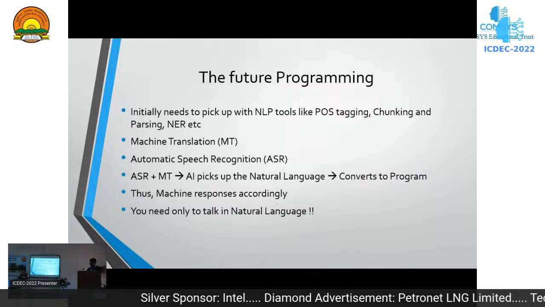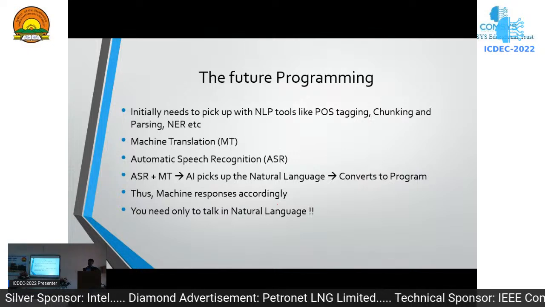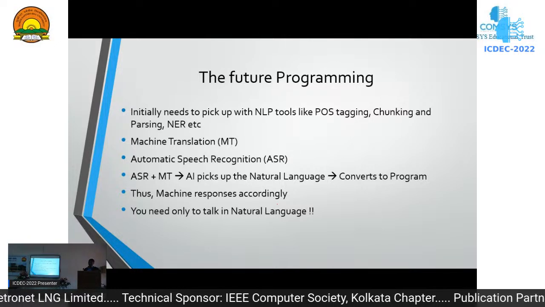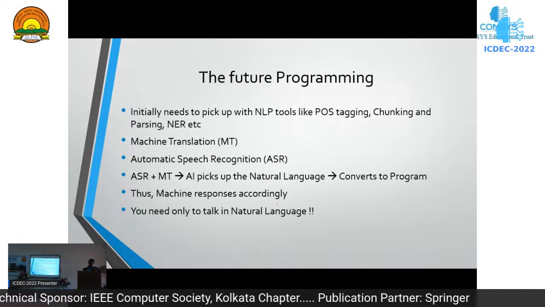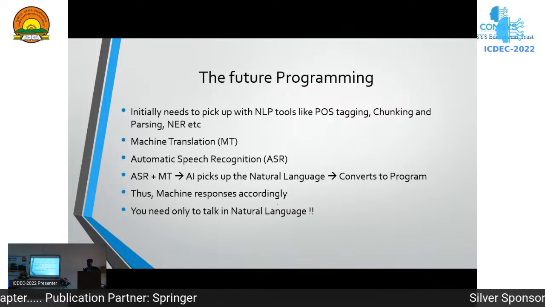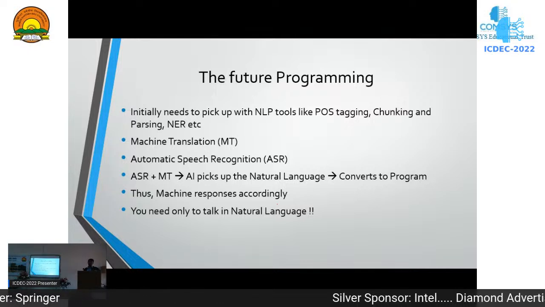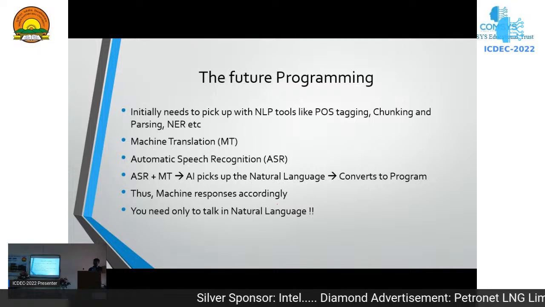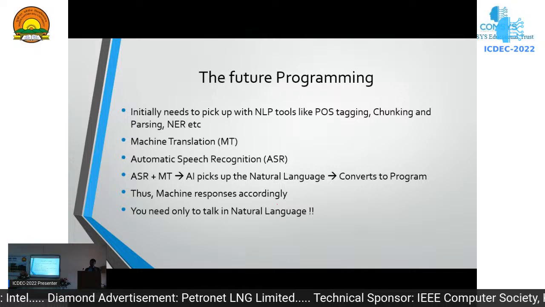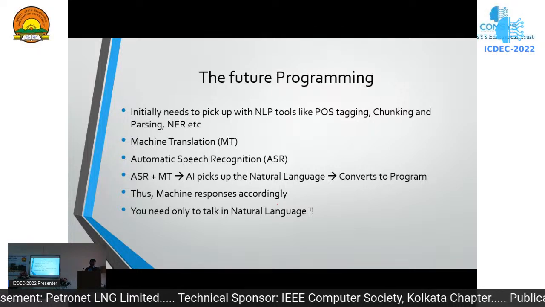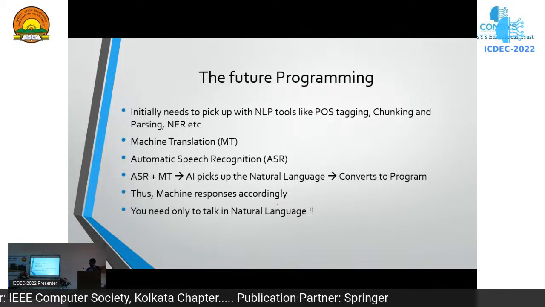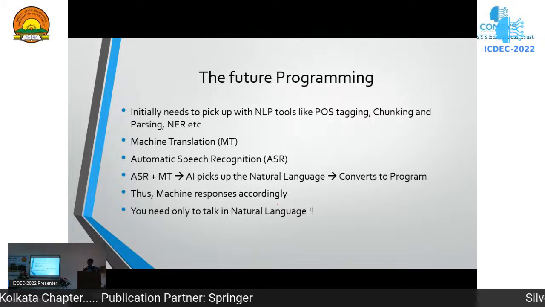So if we really have to start working on NLP, we can start with all these basic tools like POS tagging, chunking. We don't need to jump straight away to the advanced techniques, because if you do, we may miss something. So the best way is to start learning from these basic tools. Then we can start talking about machine translation. Then we can have automatic speech recognition also, because people started learning this a long time back. We can infuse ASR with machine translation.